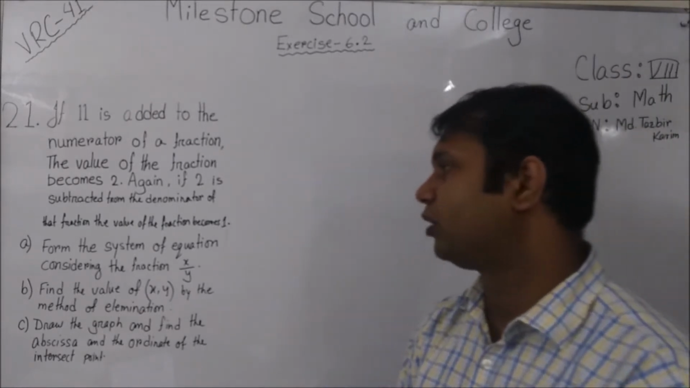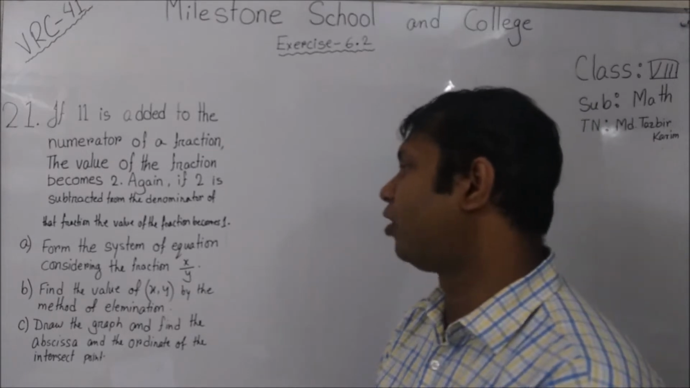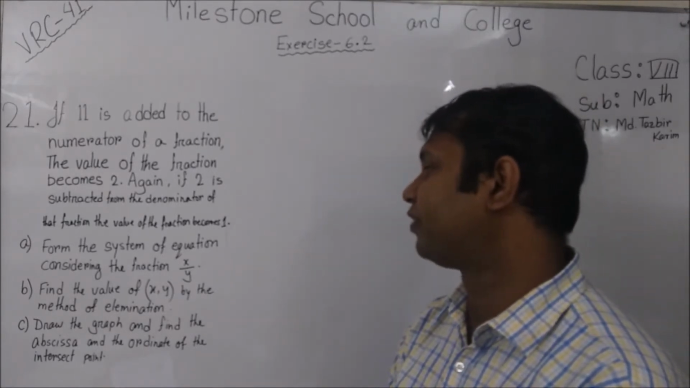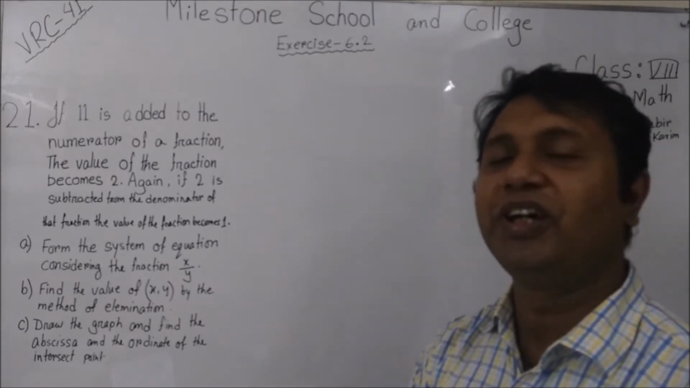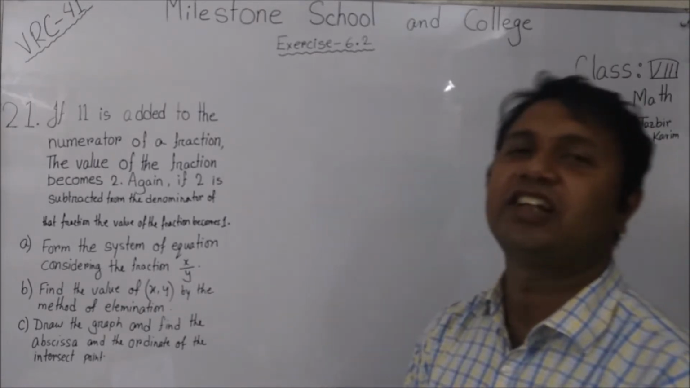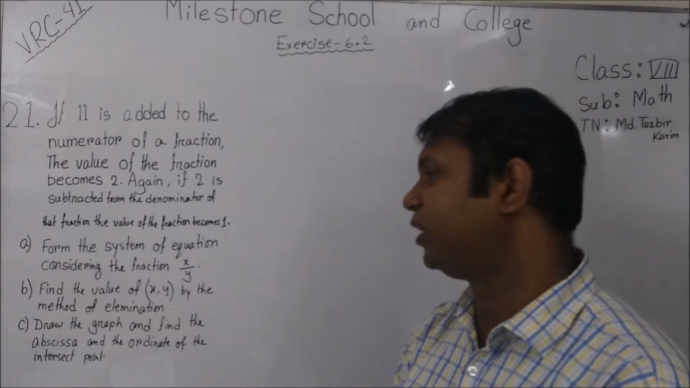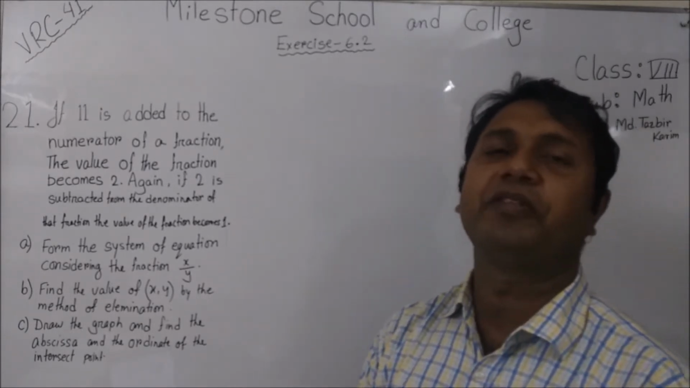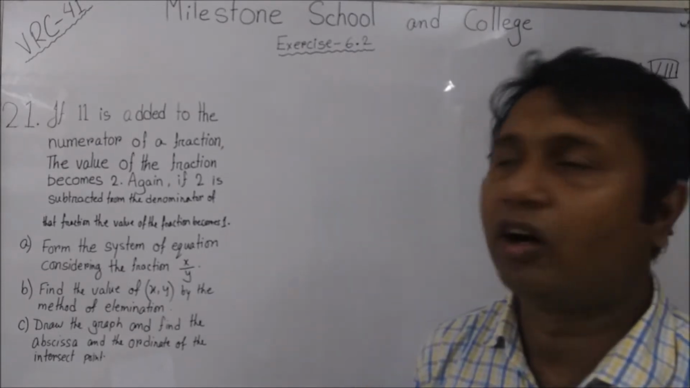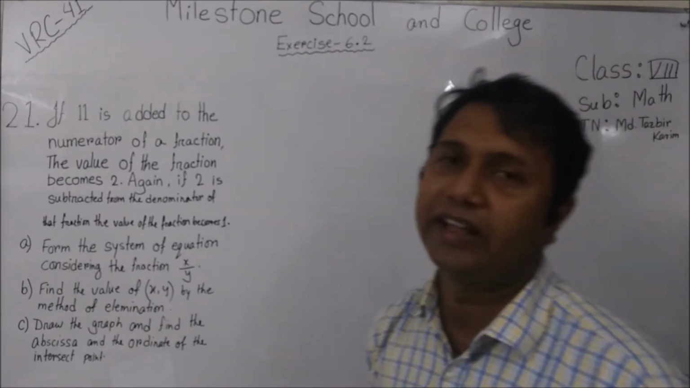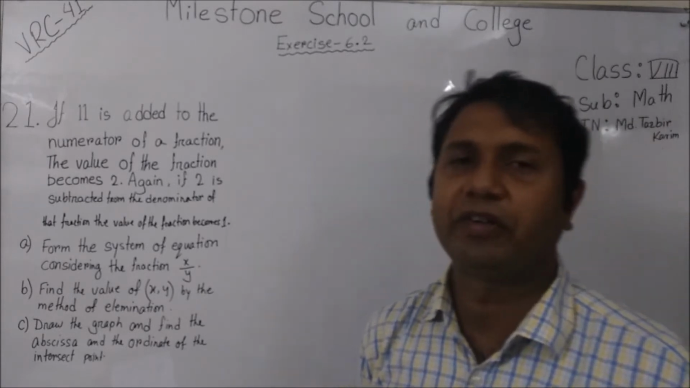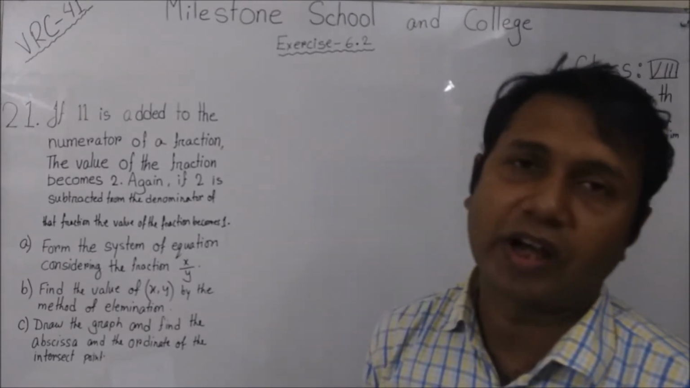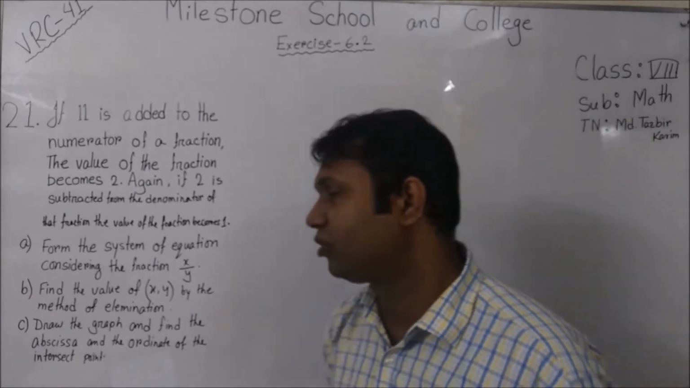Now question number A tells us to form the system of equations considering the fraction x by y. So here the fraction is given as x by y. If it is p by q or a by b, it doesn't matter. You are going to let that letter, or if it is not given, you have to let it be x by y or another alphabet, no problem. Question B: find the value of x, y by the method of elimination.